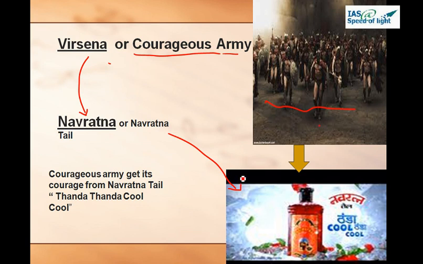So the courageous army gets its courage from Navaratna Tel. Whenever this army goes to the battlefield to fight a war, they used to put Navaratna Tel. So from that Navaratna Tel only they get that courage, that is Thanda Thanda Cool Cool. So Veer Sena means a courageous army, right? The courageous army gets its courage from Navaratna Tel, and Navaratna was the book Veer Sena wrote.